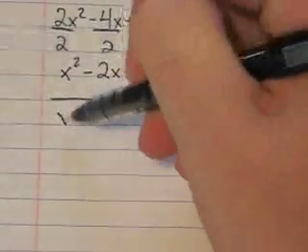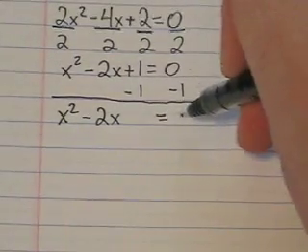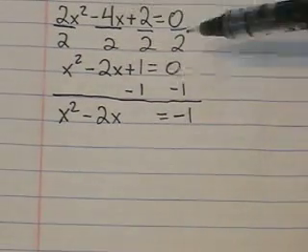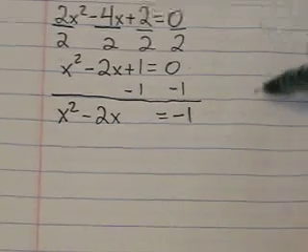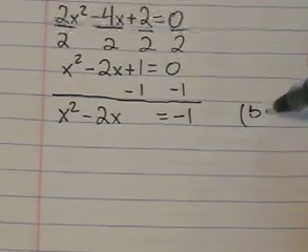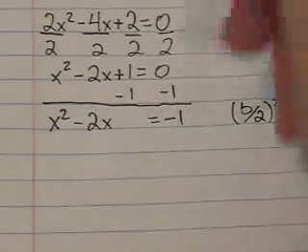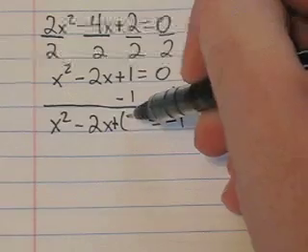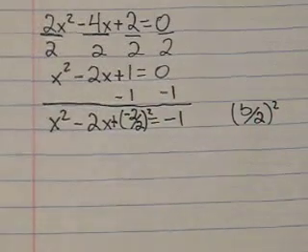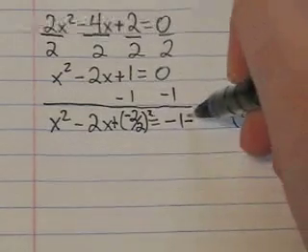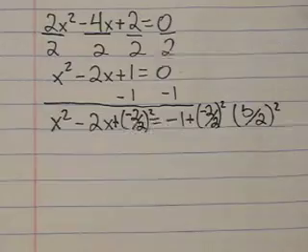This is going to give us x squared minus 2x equals negative 1. And what you want to do when completing the square is leave yourself a little space, because we're going to add in b over 2 squared. So when we do that, we see that our b value is negative 2, so that would be negative 2 over 2 squared. And remember, whatever you do to the left, you have to do to the right. So we're going to add in negative 2 over 2 squared over here as well.